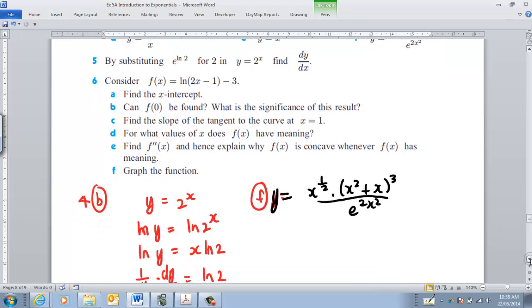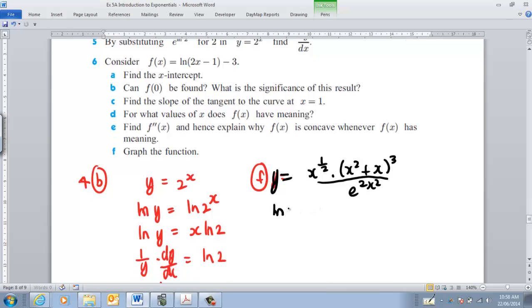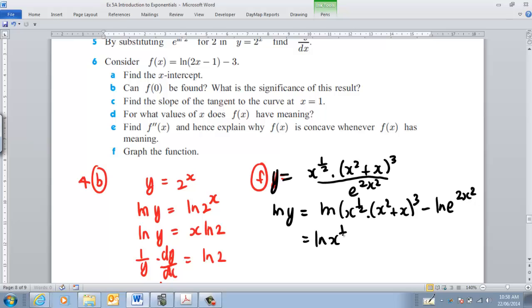Now obviously same sort of concept again, we're going to take the ln of both sides. So when I do the ln of that, I can write it as ln of the top line, which is x^(1/2) times (x squared plus x cubed), minus ln of e to the 2x squared. Now the top is multiplied together, so that's ln of x^(1/2) plus ln of (x squared plus x cubed). Now ln and e cancel out, so I can just write minus 2x squared, and that's what ln of y is equal to.